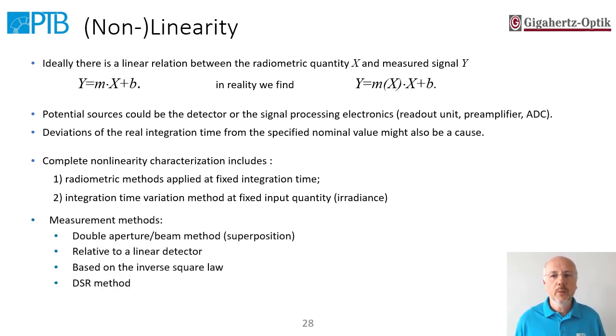Several methods are available, like the double aperture, double beam method. You can measure relative to a linear detector, perform variations based on the inverse square law, or you use the so-called differential spectral responsivity method. Linearity corrections can then be applied as a function of counts of your instrument.